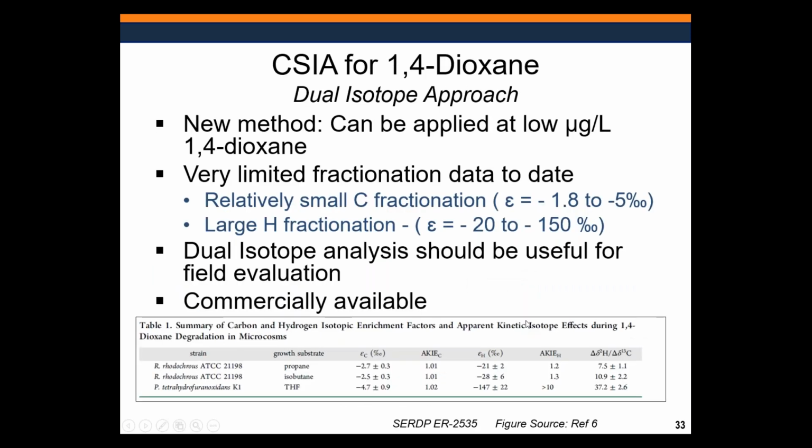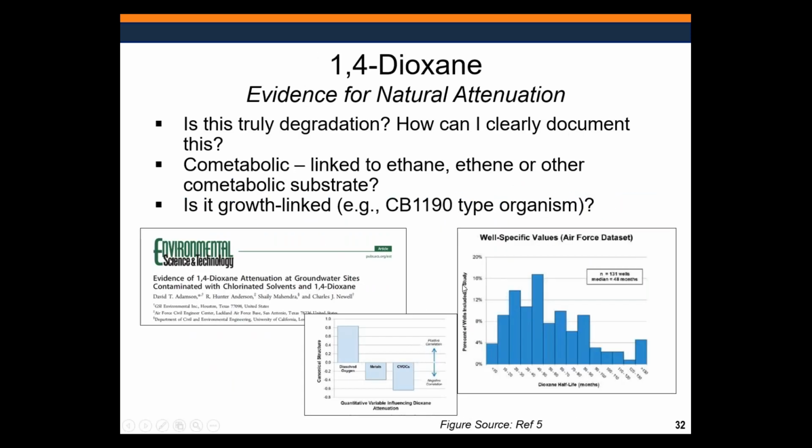And the other thing they saw, let me just back up here. The other thing they saw was a positive correlation with dissolved oxygen, which would indicate potentially a co-metabolic pathway may be going on, linked to ethane or ethene or other substrates that are produced at sites. Maybe when you add emulsified oil to treat a chlorinated solvent, and that emulsified oil degrades, and your chlorinated solvent degrades, you produce some ethane or ethene, and that moves down gradient, then maybe what you have is now co-metabolic degradation of 1,4-D.